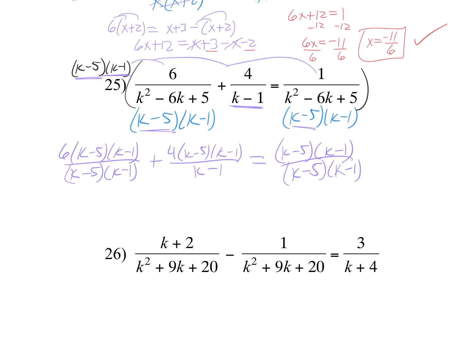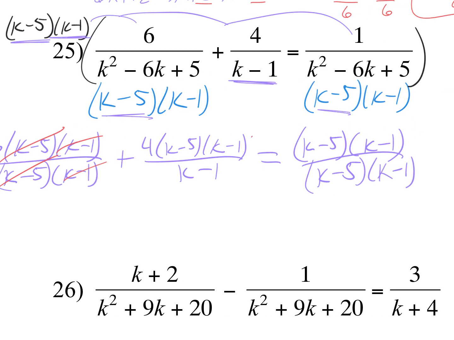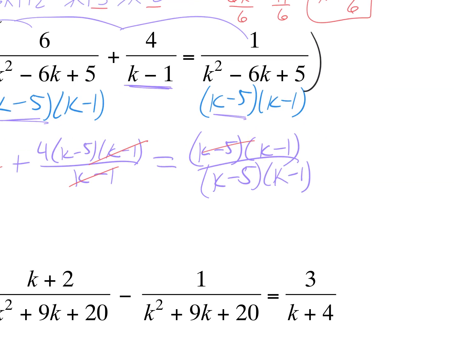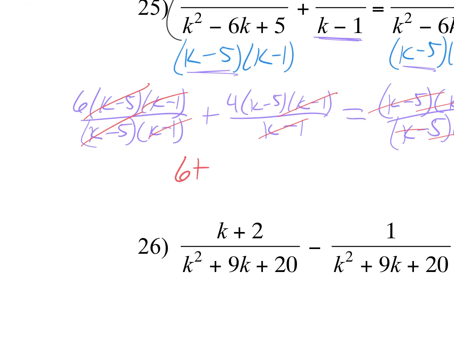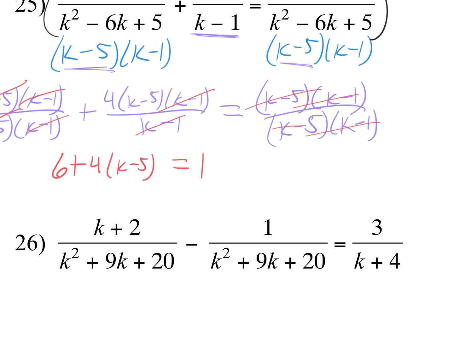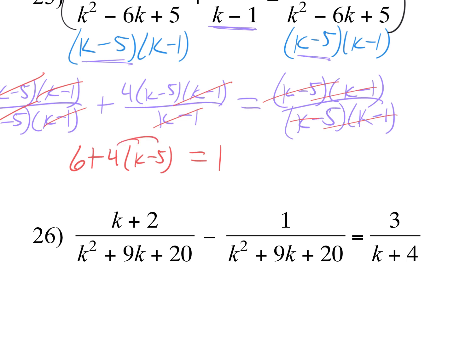All right, and then simplify and cancel things. So cancel all of these. Over here, the k minus 1 cancels, and over here, everything cancels. So we're just left with 6 plus 4 times k minus 5 equals, and then over here, you're just left with a 1. Again, don't make the mistake of writing 0. Just because you cancel it all out doesn't mean it disappears. It divides to 1.